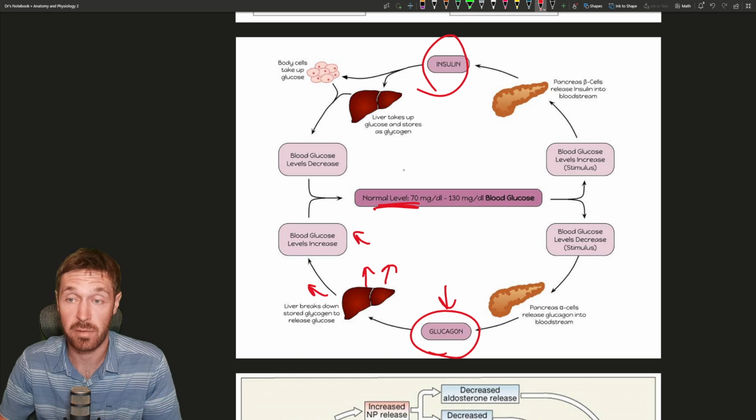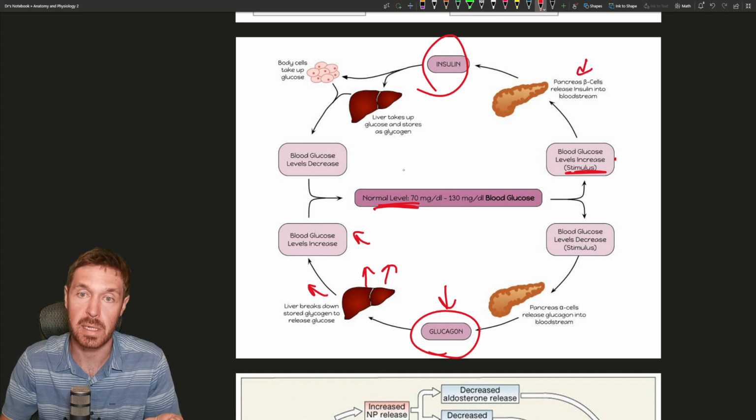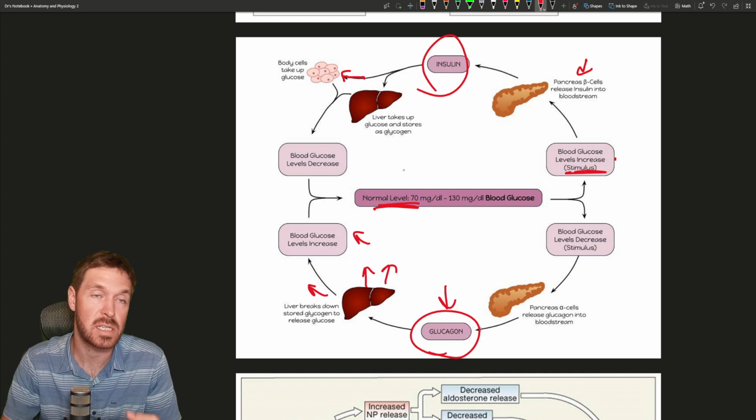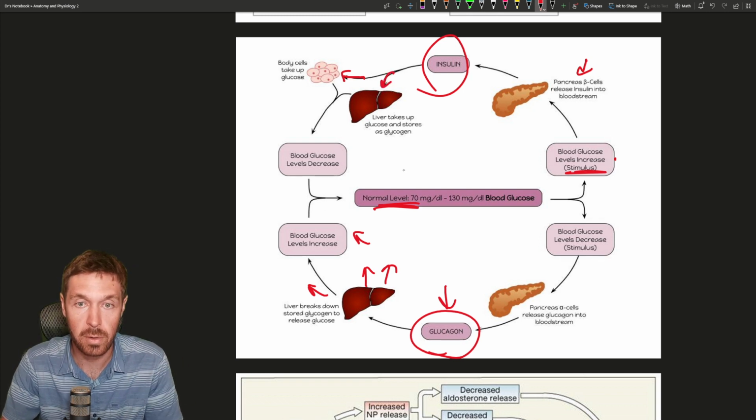Whereas if blood glucose levels are high, say you just ate a sandwich, so that's the stimulus right here. Beta islet cells in the pancreas then release insulin. Insulin levels increase. That causes your cells to take up glucose, which removes it from the blood. The cells then can convert that glucose to ATP or store it themselves, or it sends it to the liver to be stored as well. That causes blood glucose levels to decrease and everything is back to normal.